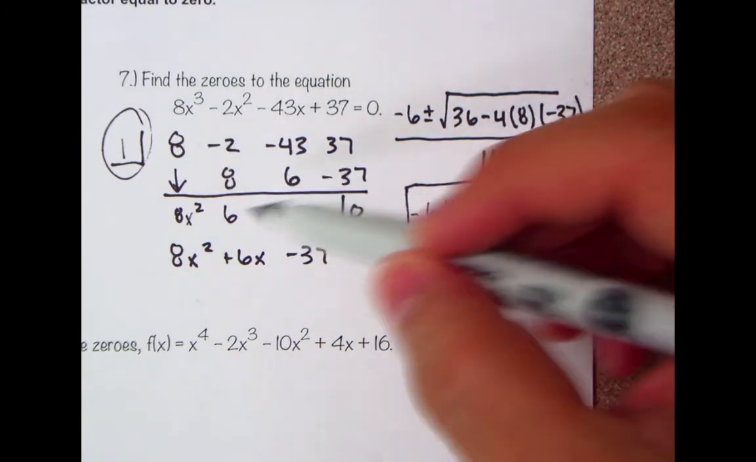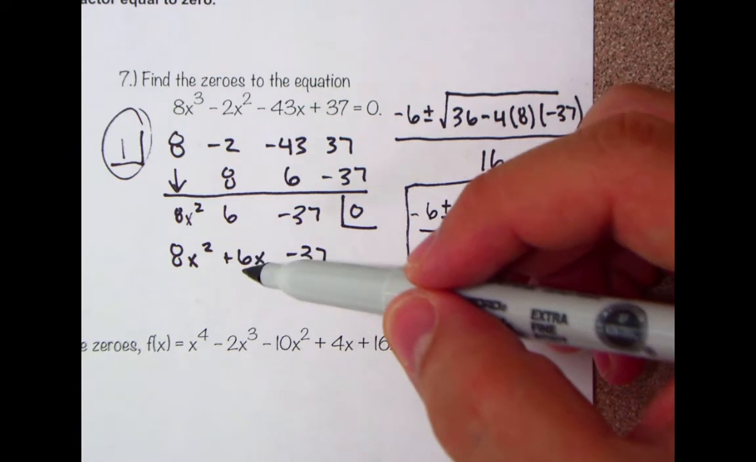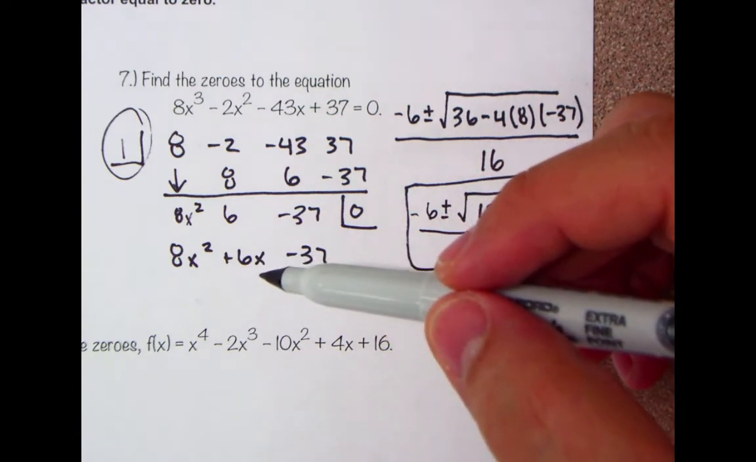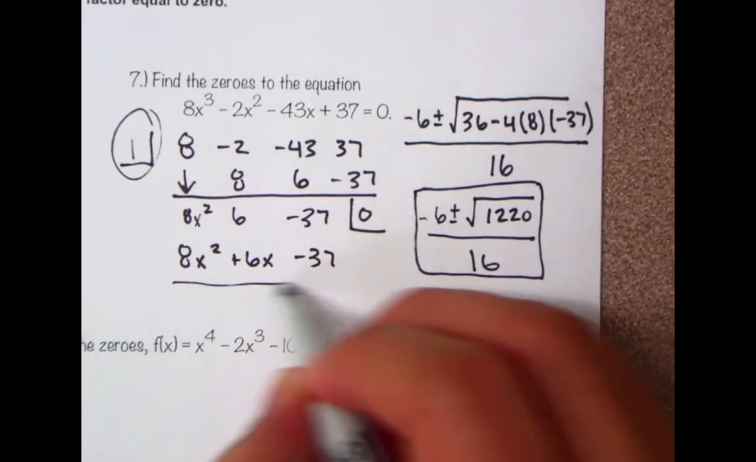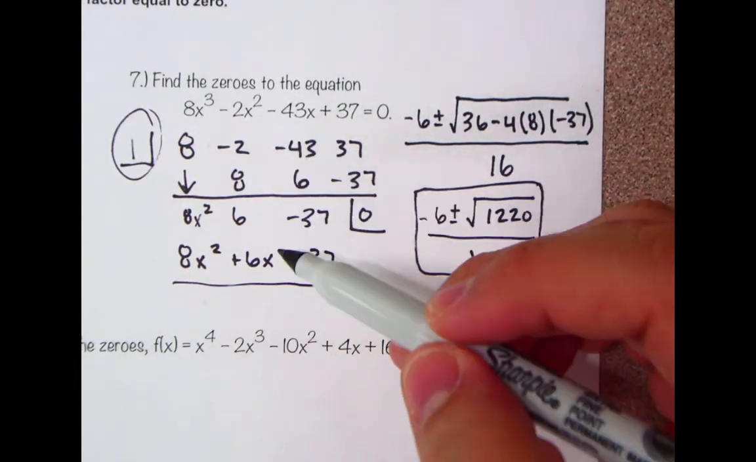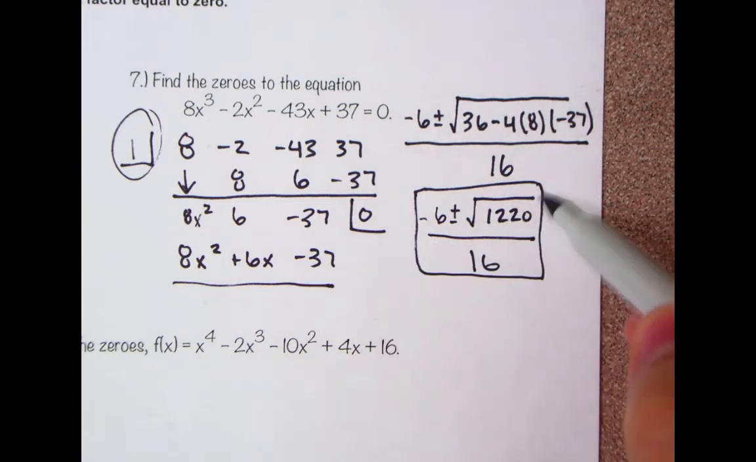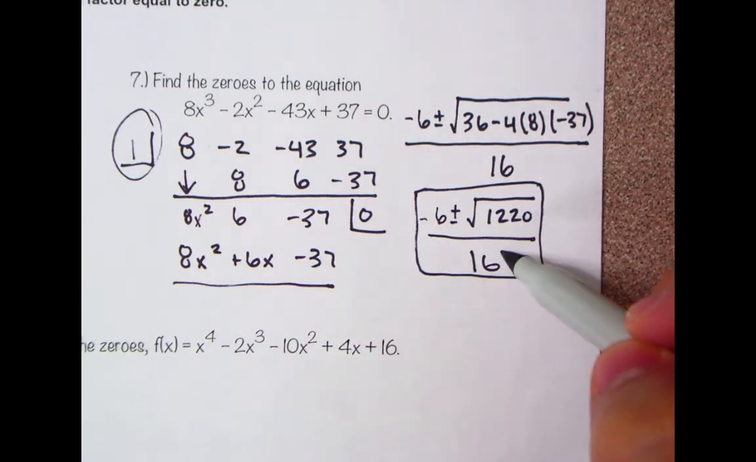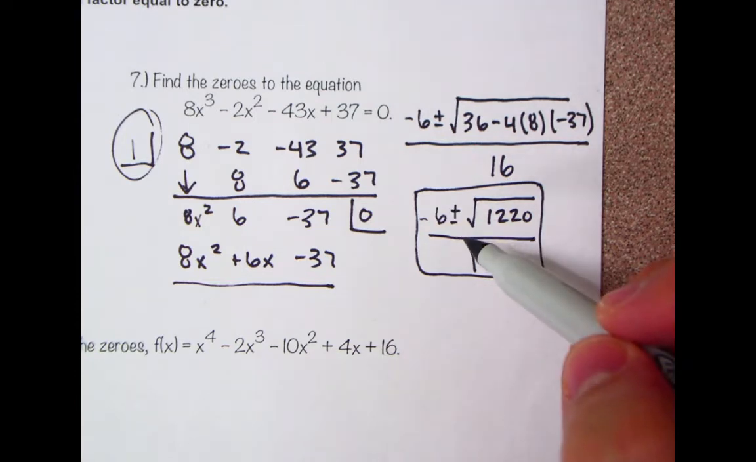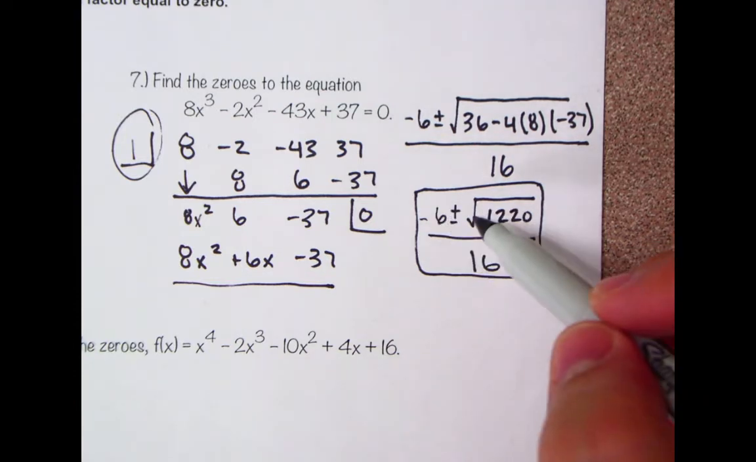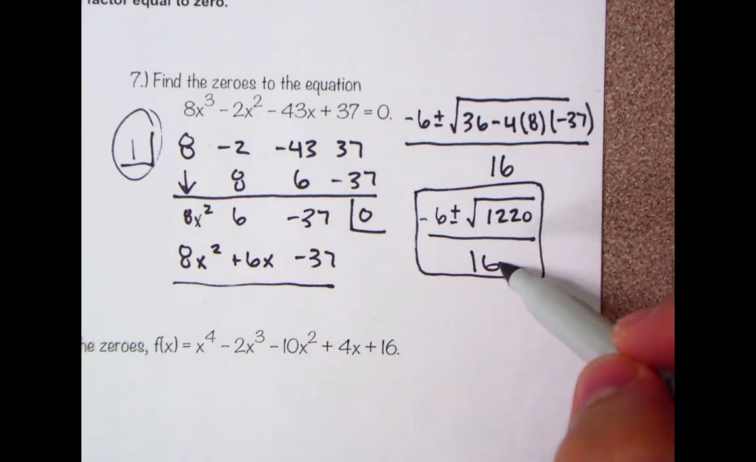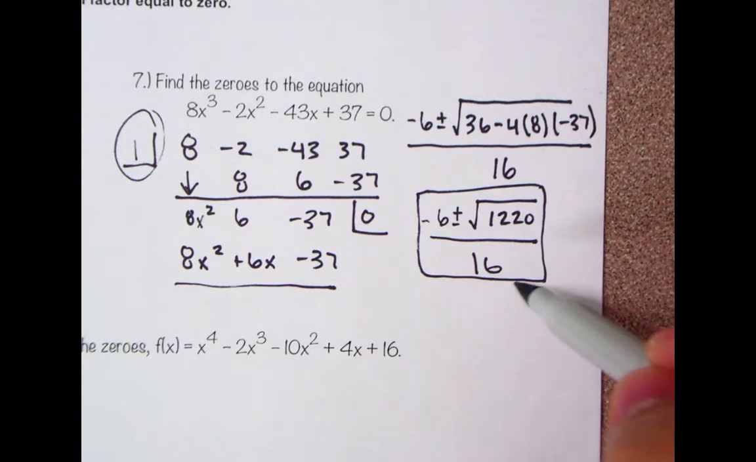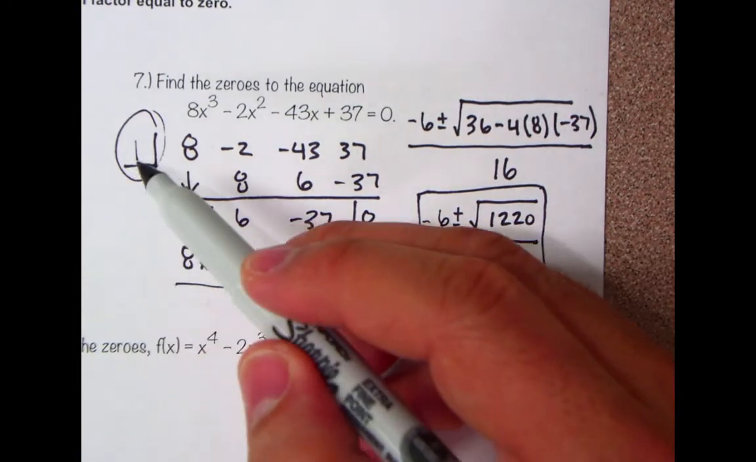and then I ran it through synthetic division to simplify the problem. Now it's simplified into a quadratic function, and then here's your 2 choices. If you get a quadratic after synthetic division, you have to use the quadratic formula to find your other 2 solutions. Now the reason why this is 2 solutions is because of the plus or minus. One solution would be -6 plus radical 1220 over 16, and the other solution would be -6 minus radical 1220 over 16, and our third solution is 1.